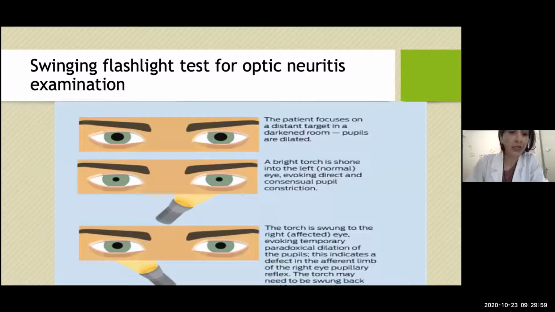Now you move the torch to the abnormal left eye. And in that case, you will see the paradoxical dilation that shows that the afferent pathway of the light reflex is not working. To elicit this, one might need to swing the torch back and forth several times.